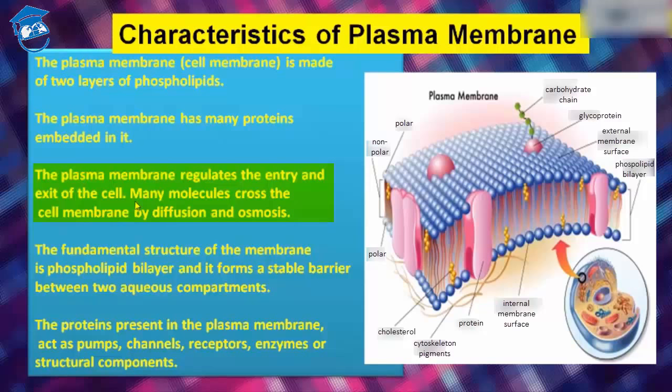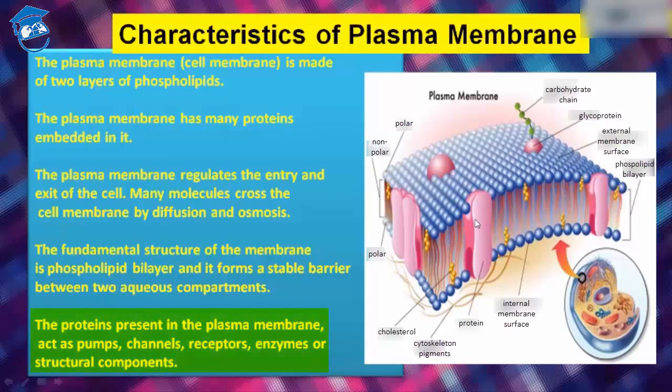Many molecules cross the cell membrane by diffusion and osmosis. Please note that diffusion and osmosis are the two transports through which molecules cross the plasma membrane. The fundamental structure of the membrane is the phospholipid bilayer. This is the fundamental structure, and it forms a stable barrier between two aqueous compartments. One aqueous environment is inside the plasma membrane and one aqueous environment is outside the plasma membrane. So these are the two aqueous environments, and the plasma membrane forms a barrier between them.